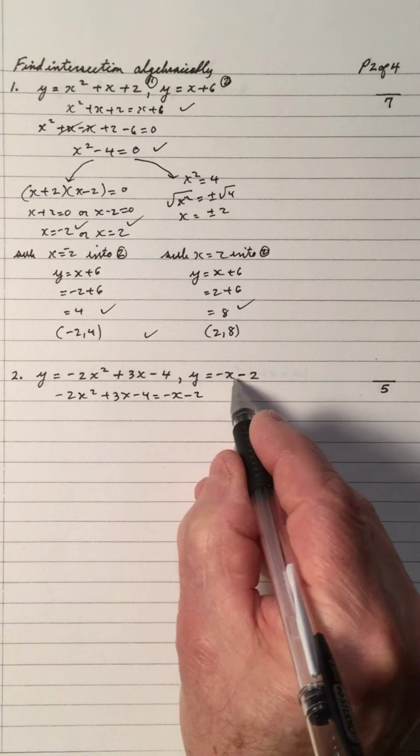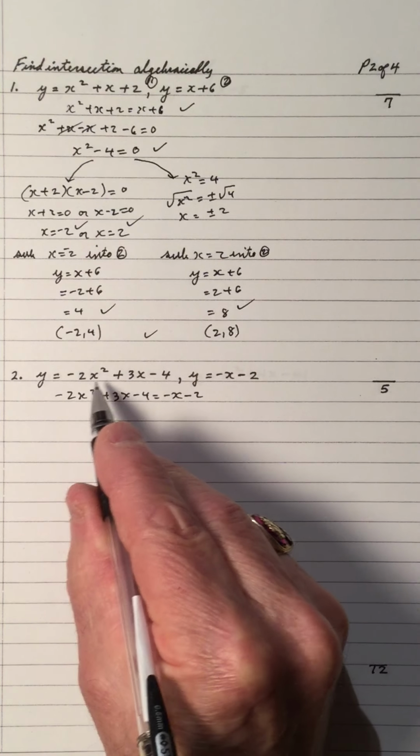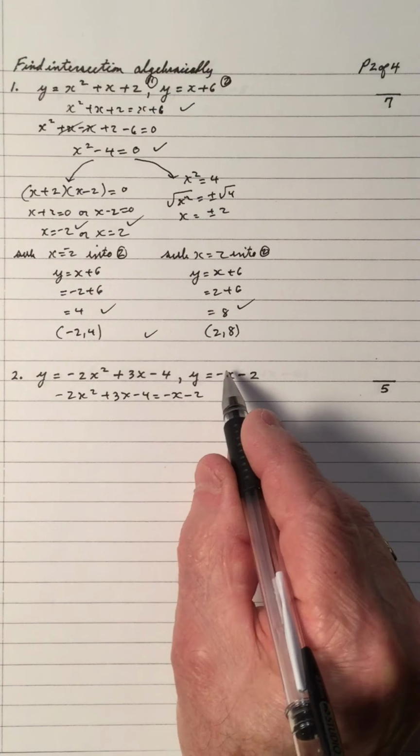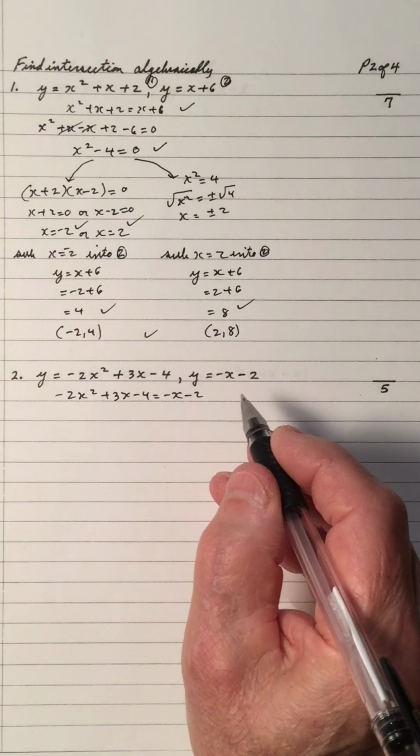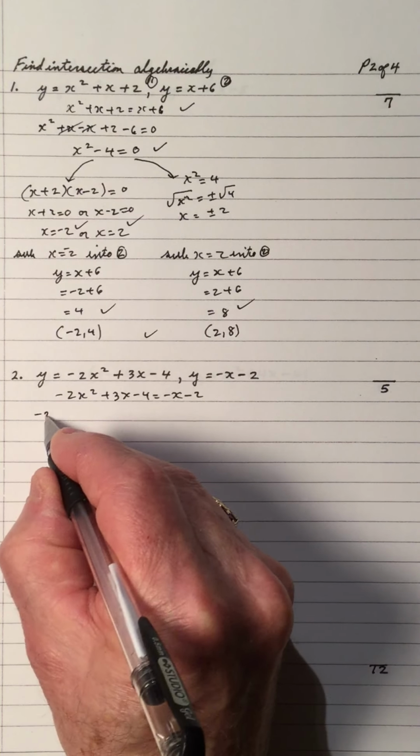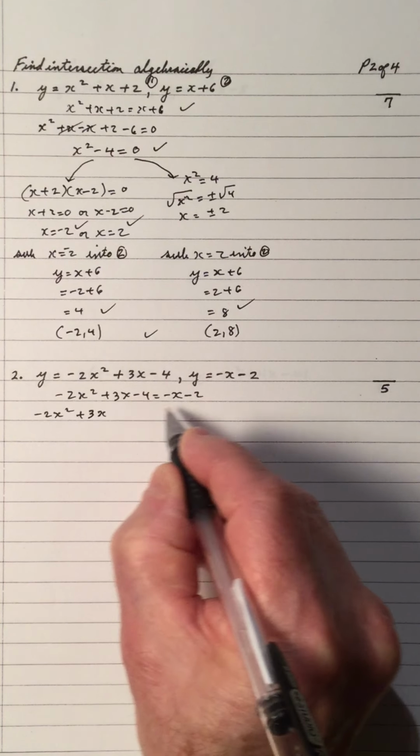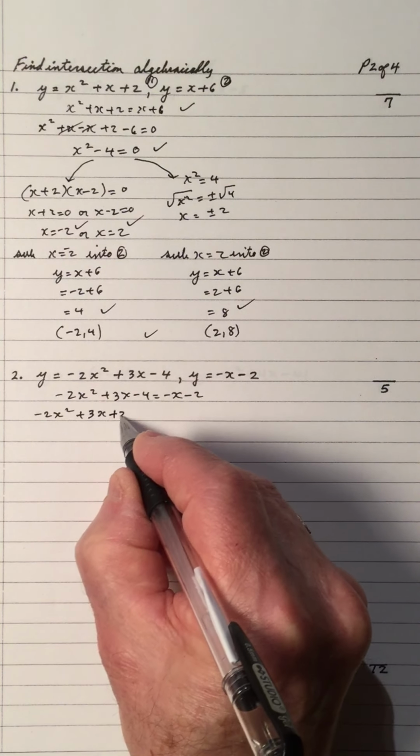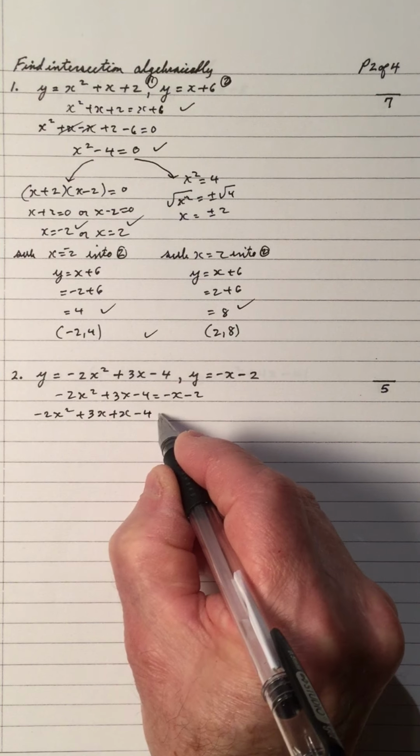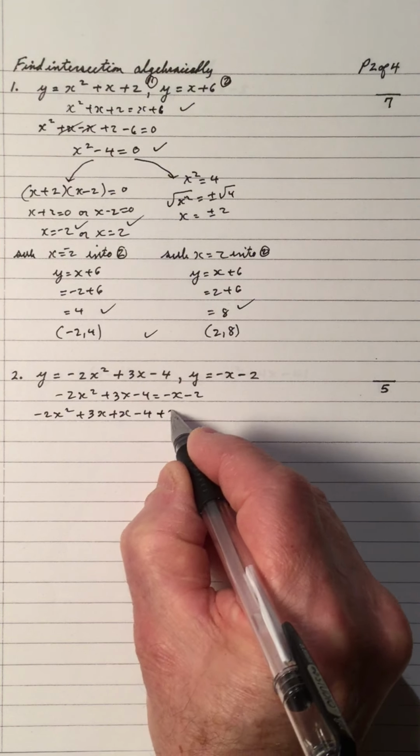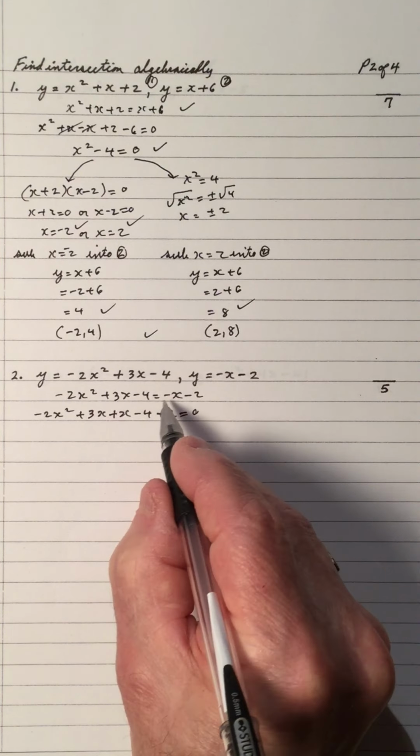Again, because both of these equations are equal to y, we'll let the right sides equal each other. And we'll move all x's to the left side, and we'll group them together as we move them. Move all the numbers to the left side.